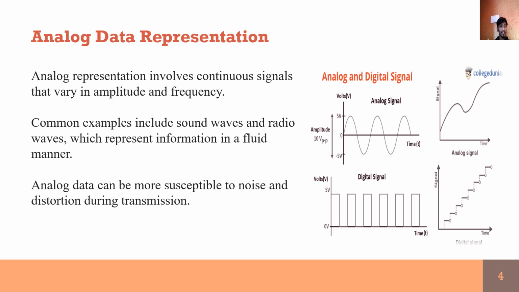Analog data representation. Analog data representation involves continuous signals that vary in amplitude and frequency. Common examples include sound waves and radio waves, which represent information in a fluid manner. Analog data can be more susceptible to noise, especially during transmission.